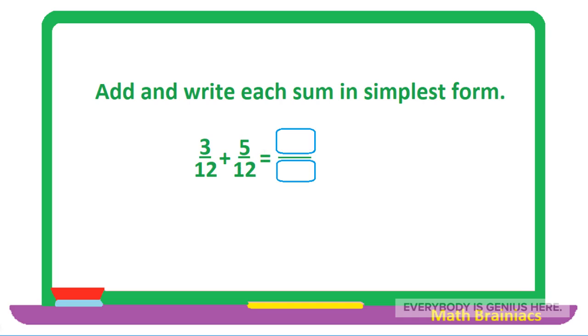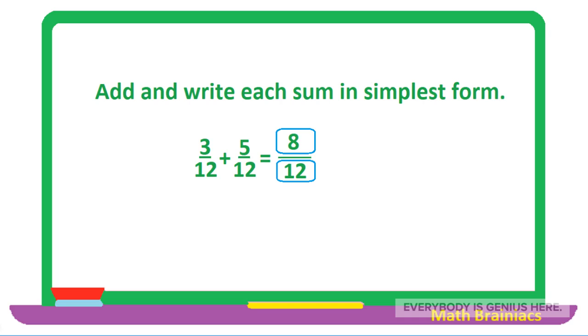Let us work on another example so that you can fully understand the lesson. Add and write each sum in simplest form. 3/12 plus 5/12. The denominator is the same, so we're going to leave it as it is, and we're just going to add the numerators. 3 plus 5 will give us 8. Therefore, our answer is 8/12.